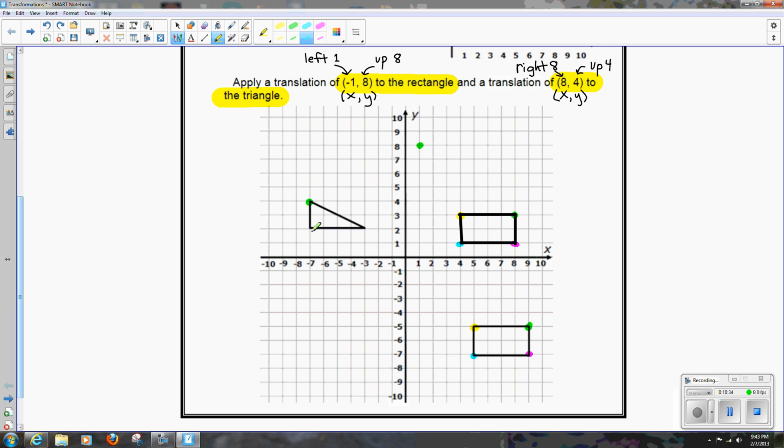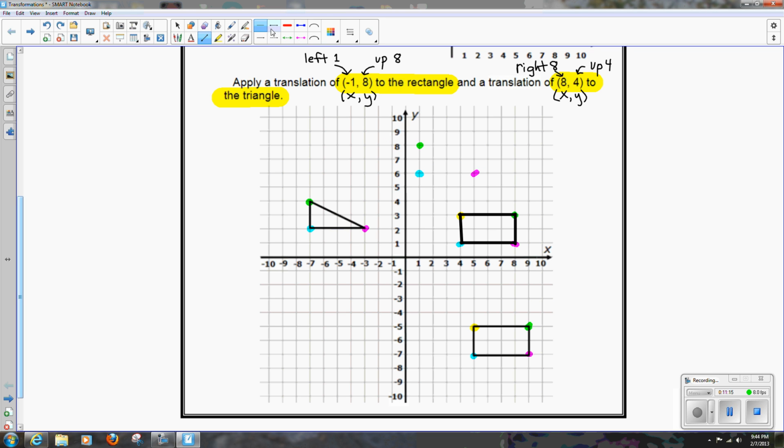So now we just need to go right 8 and up 4 with each of the other points. 1, 2, 3, 4, 5, 6, 7, 8. Up 4. 1, 2, 3, 4. And the last point, right 8. 1, 2, 3, 4, 5, 6, 7, 8. And up 4. 1, 2, 3, 4. All right, that looks pretty good. I've got a height of 2, which is what I have over here. And I need a base of 4 units, and I have a base of 4 units.